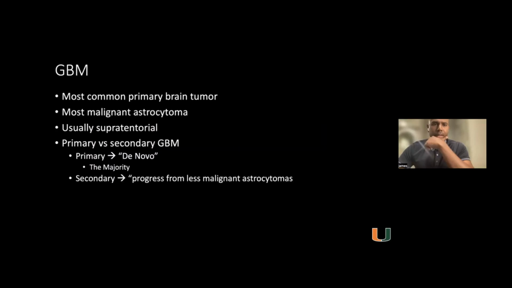Perfect. All right. So just as a quick cursory look at GBM. GBMs, as we know, are the most common primary brain tumor. They're the most malignant astrocytomas, and they tend to be supratentorial. In terms of the types that we'll find, there's two main types. The lion's share of them are called de novo, meaning like in this case, where they come from apparently nothing. And then there's also the secondary kind, which is a patient who had a lower grade glioma that over time has transformed into a high grade glioma like a GBM.